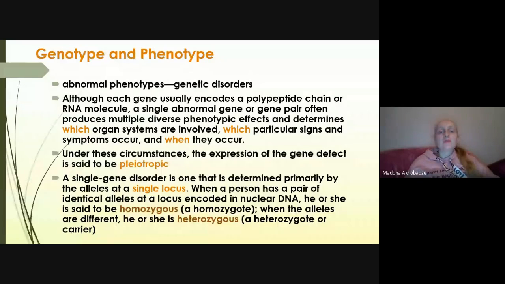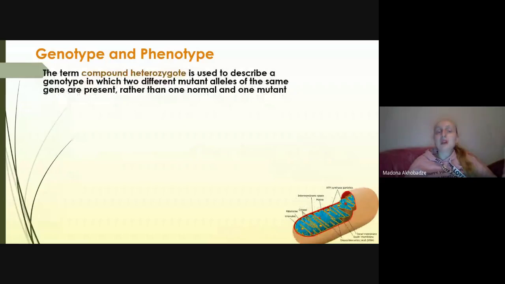The term compound heterozygous is used to describe the genotype in which two different mutant alleles of the same gene are present. It means two mutated but different alleles, which is called compound heterozygous, as opposed to one normal and one mutant. Compound refers to the diseased mutated alleles.